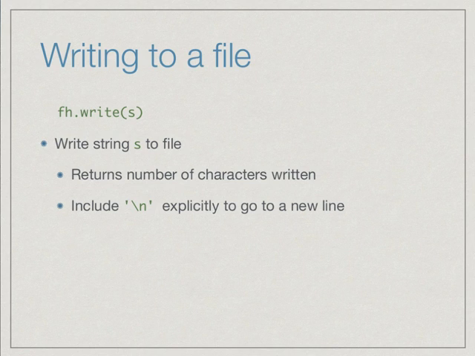Now there are two things. One is this s may or may not have a backslash n. It may have more than one backslash n. So there's nothing that tells you that this is one line, it's part of a line, or more than a line. You have to write s according to the way you want it to be written on the file. If you want it to be one line, you should make sure it ends with a backslash n.